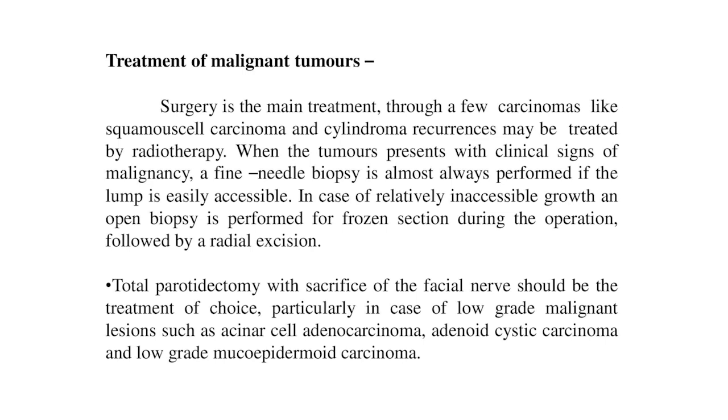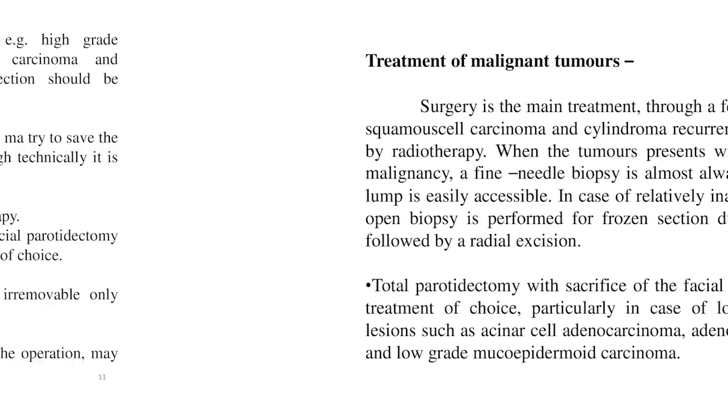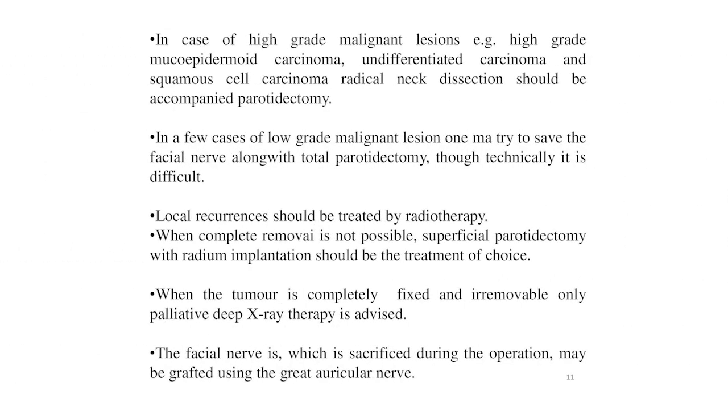Total parotidectomy with sacrifice of the facial nerve should be the treatment of choice, particularly in case of low-grade malignant lesions such as acinar cell adenocarcinoma, adenocystic carcinoma, and low-grade mucoepidermoid carcinoma. In case of higher-grade malignant lesions, that is high-grade mucoepidermoid carcinoma, undifferentiated carcinoma and squamous cell carcinoma, radical neck dissection should be accompanied by the complete parotidectomy. In a few cases of low-grade malignant lesion, one may try to save the facial nerve along with total parotidectomy, though it is technically difficult.